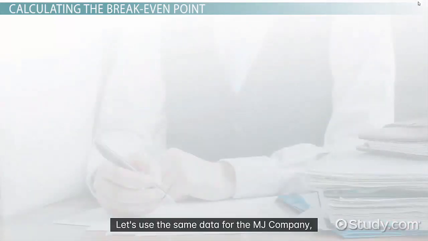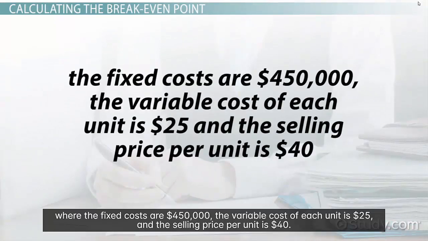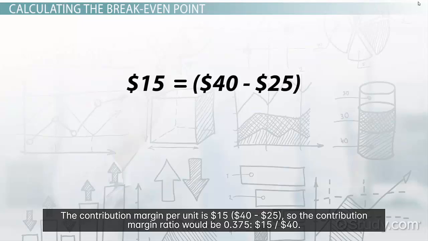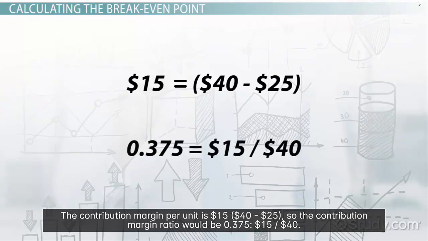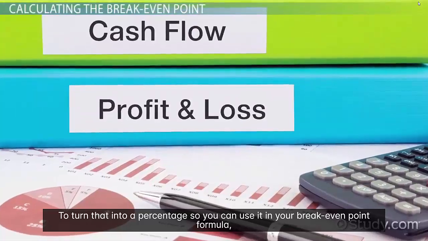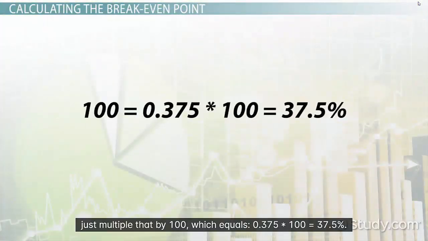Let's use the same data for the MJ company, where the fixed costs are $450,000, the variable cost of each unit is $25, and the selling price per unit is $40. The contribution margin per unit is $15, or $40 minus $25, so the contribution margin ratio would be 0.375, $15 divided by $40. To turn that into a percentage, so you can use it in your break-even point formula, just multiply that by 100, which equals 0.375 times 100, which equals 37.5%.